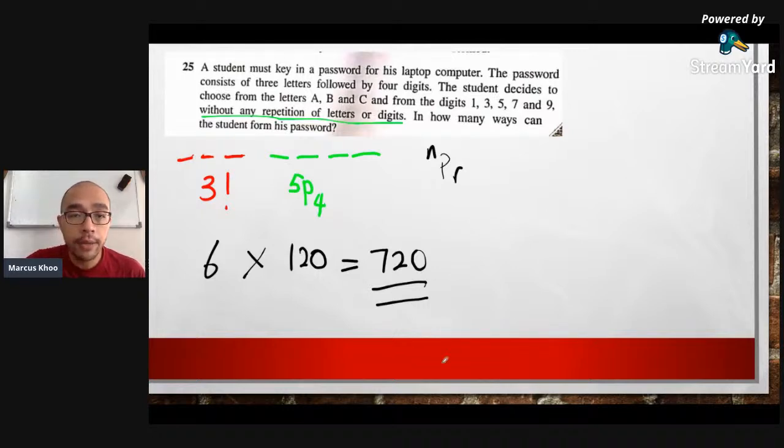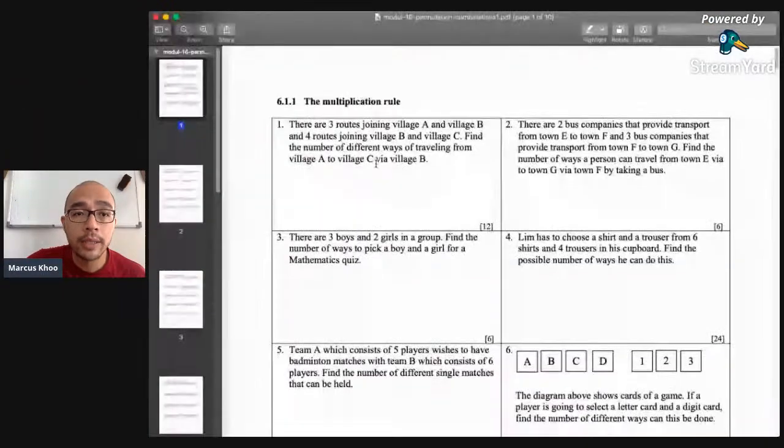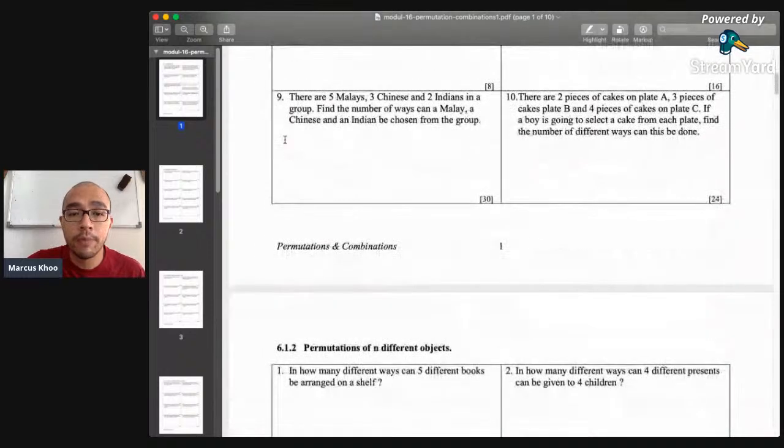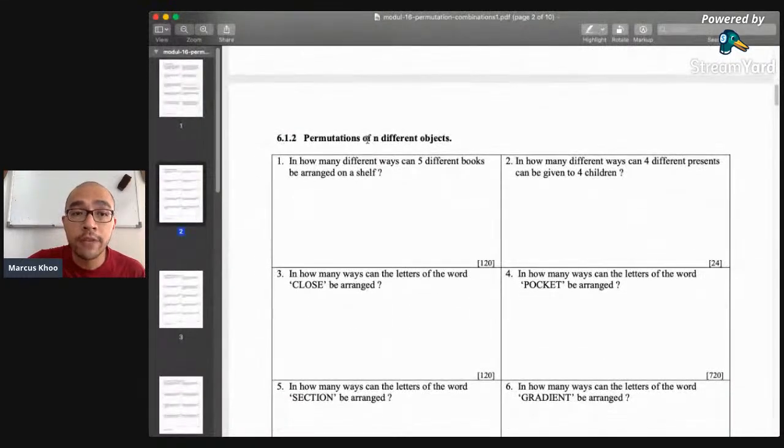Okay, I think that's all for today. What I would like you to do for this week, since we only have one class this week, is to answer the module that I've given to you. The first subtopic is the multiplication rule. Then page 1, permutations of n different objects.